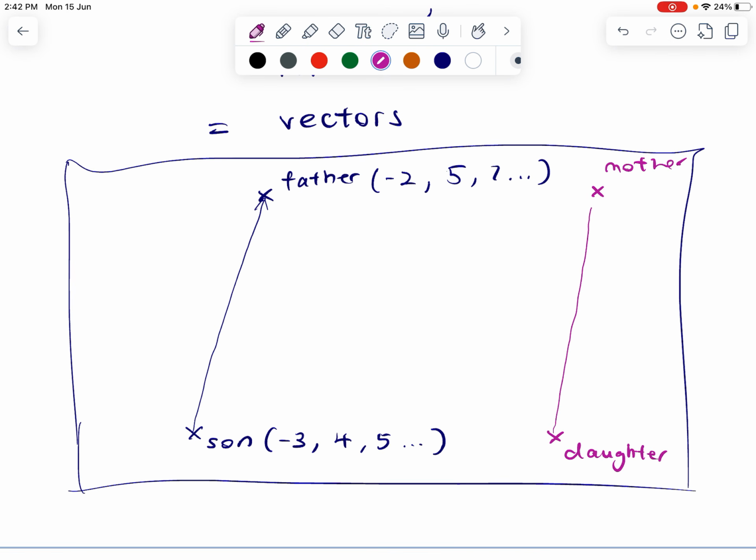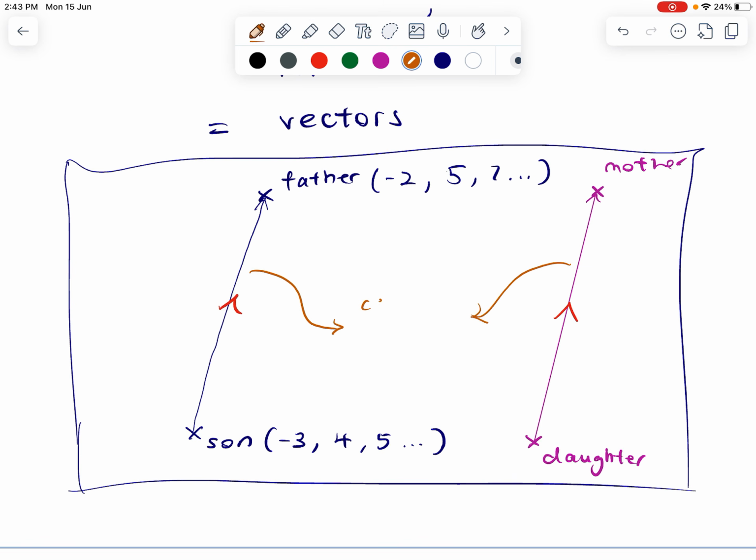Okay, let me just make this more accurate. Okay, so if these are parallel vectors with the same distance and direction, GPT is then able to understand that, hey, they carry the same relationship. Okay, so how an LLM understands this relationship is by identifying parallel vectors.